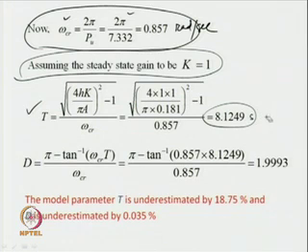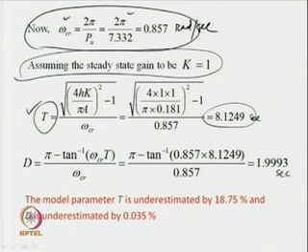Similarly, D is calculated using the measurements. D is equal to pi minus tan inverse omega CR T upon omega CR is equal to pi minus tan inverse of 0.857 into 8.1249, upon 0.857, is equal to 1.9993 seconds.